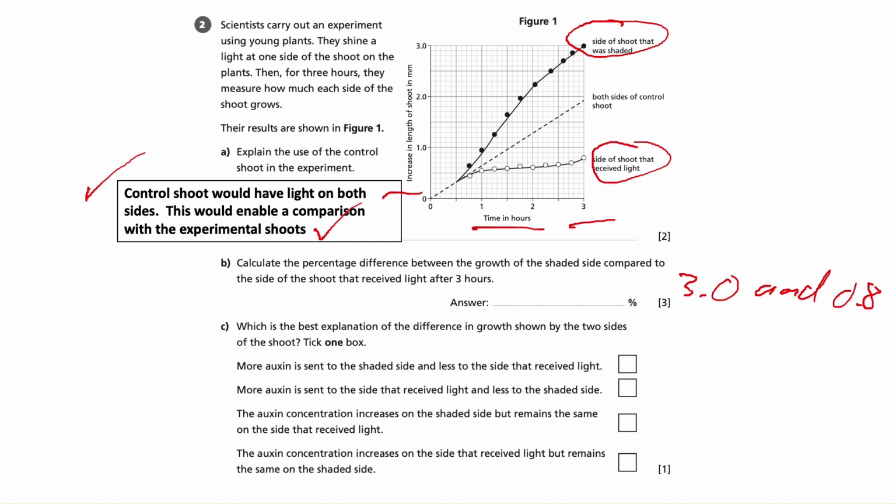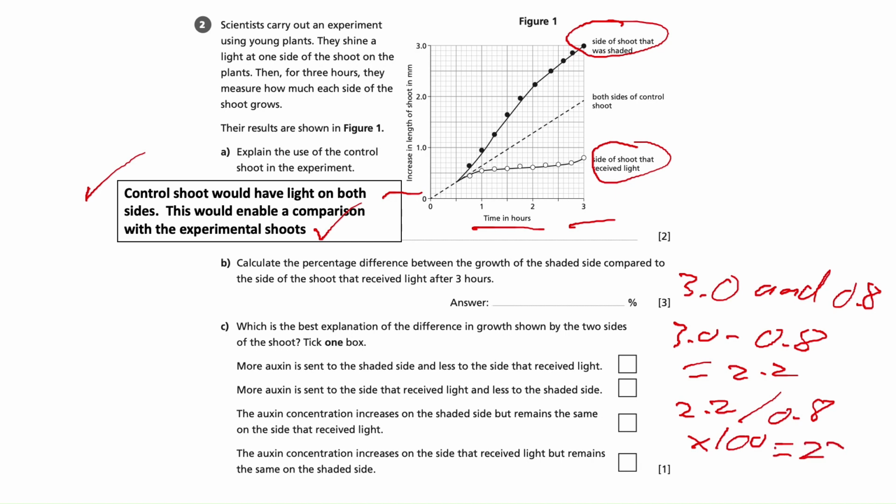So what we now do is we now find a difference between those 2 values. So we can do 3.0 take away 0.8, giving us a value of 2.2. We then divide that 2.2 by 0.8, and times that by 100, because we actually need to get a percentage, don't we? So that gives us an answer of 275%.